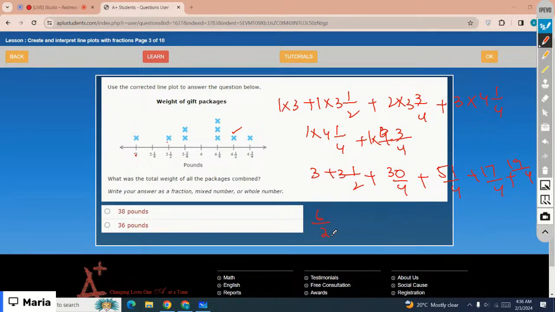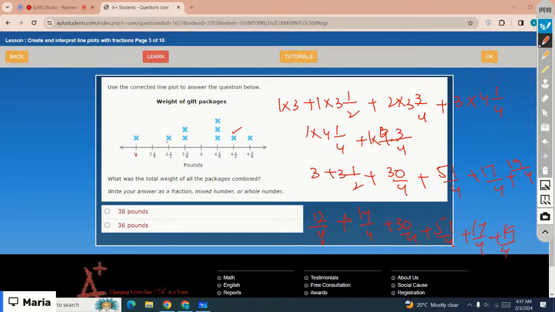3 times 2 is 6 divided by 2 plus 2 times 3 is 6 and 1, 7. 7 times 2 is 14 over 4. Now you need to multiply it by the 4. That is 14 over 4, plus 30 over 4 plus 51 over 4 plus 17 over 4 plus 19 over 4.